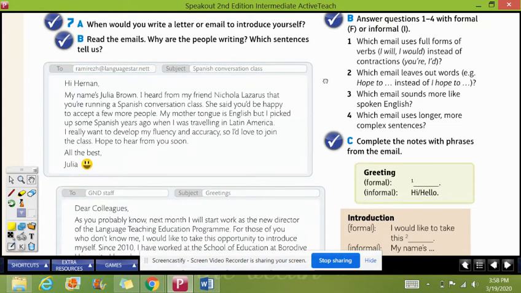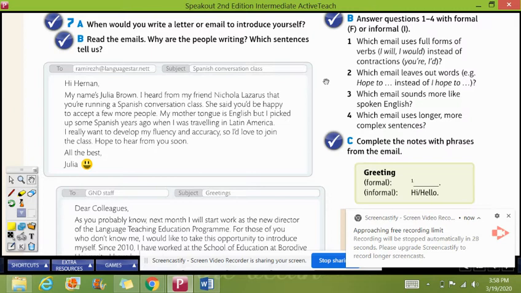But right here it says, when would you write a letter or an email to introduce yourself? When could you use that? Don't forget that when you're writing emails, if they're formal, you're usually doing it for like your job or someone you don't know. Informal are your friends, your family, anybody that you do have a more personal connection with.